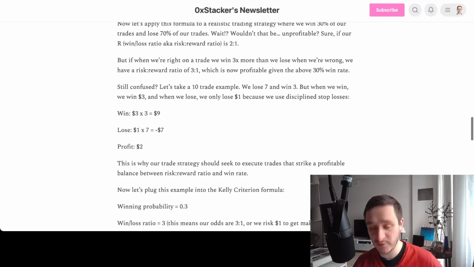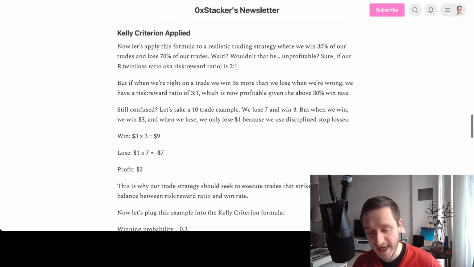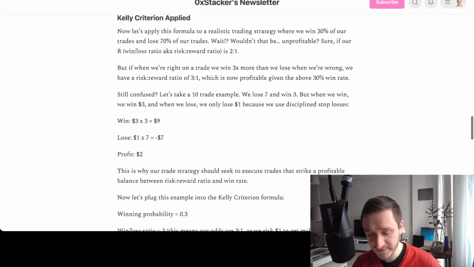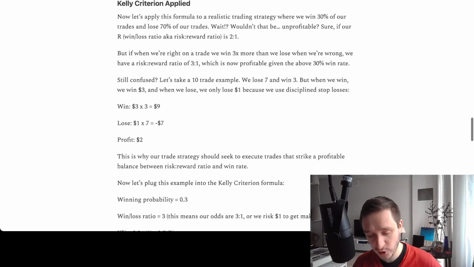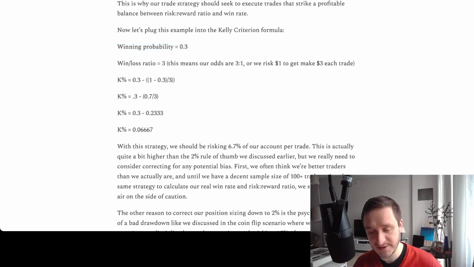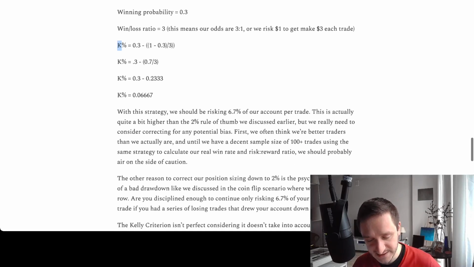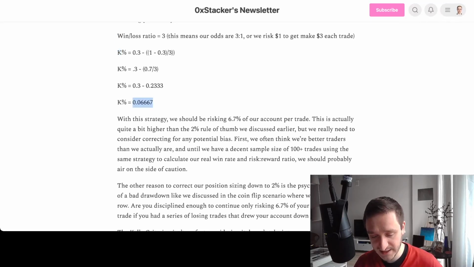Of course, the mathematics will be more complicated in real life because sometimes you win but not by that much. Sometimes you lose but you don't lose everything. But it's the average that counts here. So with winning 3x but having only a winning probability of 0.3, the mathematics for the Kelly criterion looks like this. You have winning probability 0.3, win-loss ratio being 3, and then you compute the Kelly criterion. And this basically gives you 0.06667, which is roughly 6.7% of the account per trade. So this is what the Kelly criterion gives you.